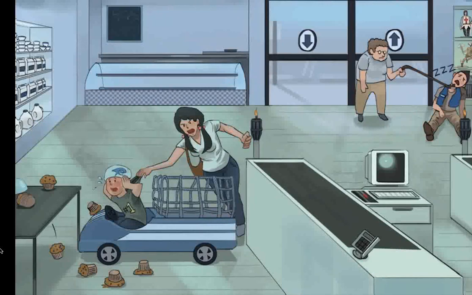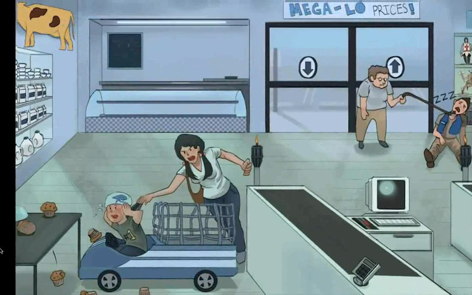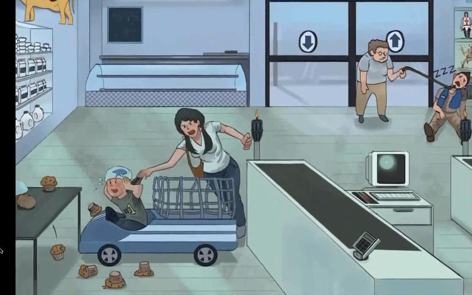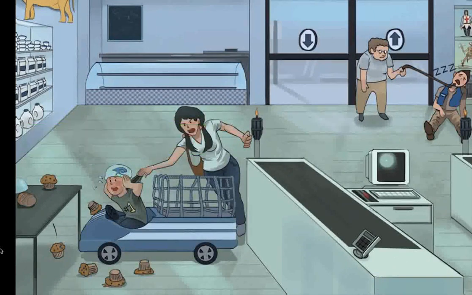Additionally, CMV can also cause hepatosplenomegaly and jaundice, which we'll represent with this spotted yellow cow over the dairy section. Finally, the boy's covering his ears to represent sensorineural hearing loss. Congenital CMV also causes structural abnormalities in the brain, including intracranial calcifications and ventriculomegaly. These calcifications can occur around the ventricles, thus periventricular calcifications, or they can occur in the parenchyma itself.